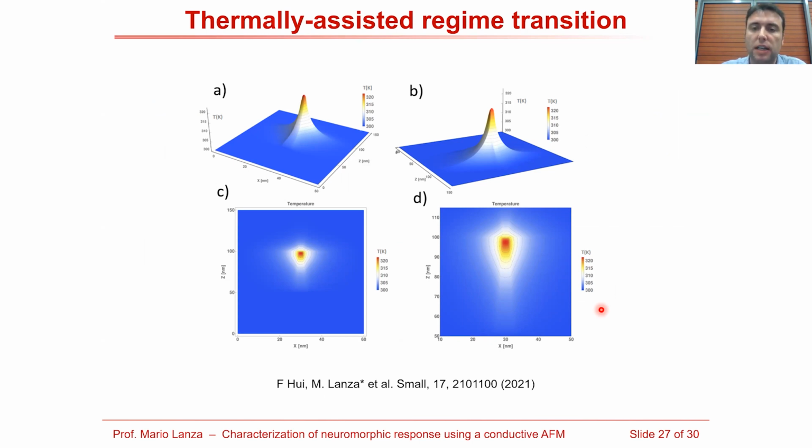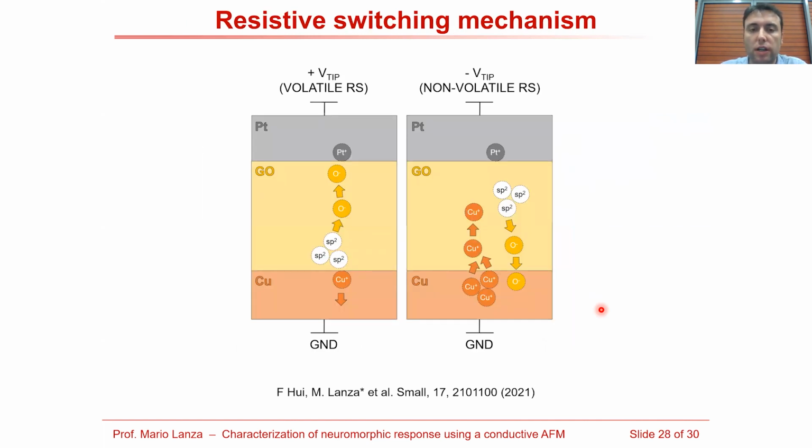And what we observe is that the non-volatile regime is only achieved when the temperature of the filament increases remarkably above hundreds of degrees. Actually, this is something that is very important because it shows that it is a thermally activated behavior. So in summary, we have concluded regarding the resistive switching mechanism that we have 2 types of switching.